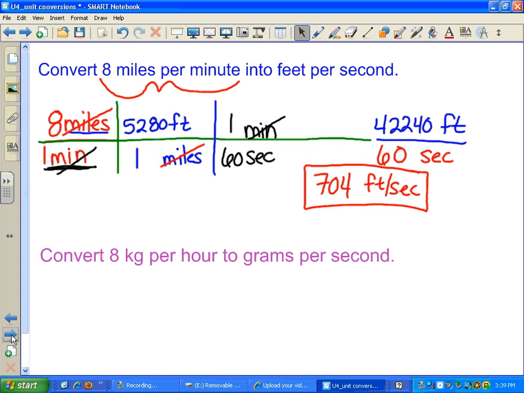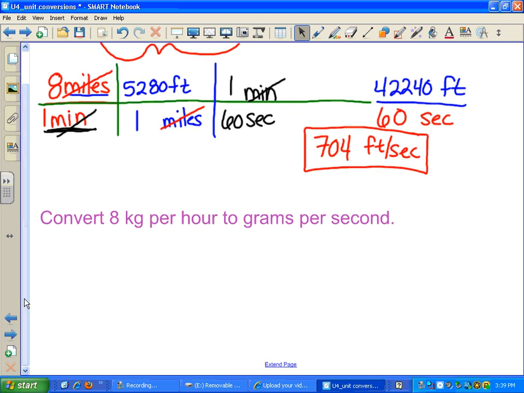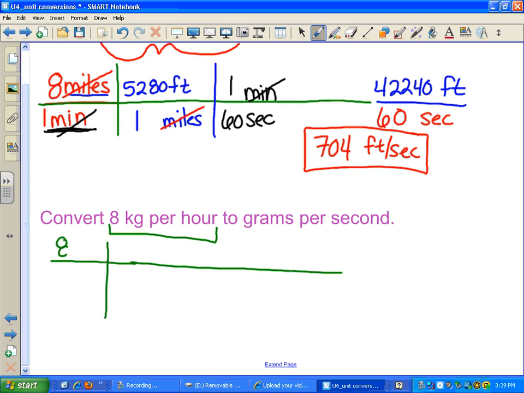All right, let's take a look at another one. I am going to go ahead and convert 8 kilograms per hour to grams per second. So I'm going to start with 8 kilograms per hour. And I'm going to make just my big fraction. And I'm going to go 8 kilograms in 1 hour. So let's go ahead and get my units to be grams per second. I'm going to convert to grams.